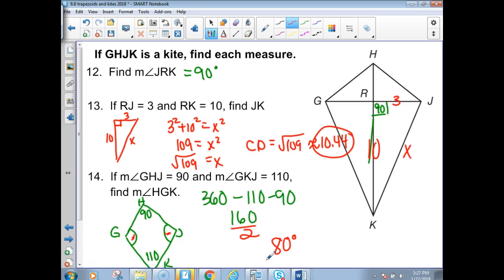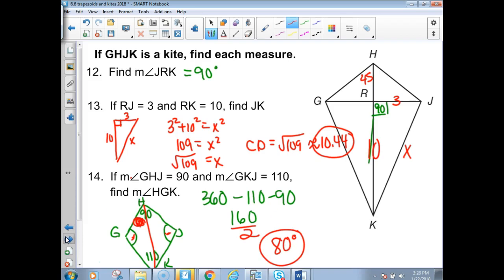They're saying find GHK. Where is that? Oh, why did I do all that work? GHJ is 90, so what's GHK? If that's 90, then this would be 45. HCK. Oh, no, I found the right angle then. HCK. I found the right angle. I was thinking I didn't. I don't know what happened to my brain right there.